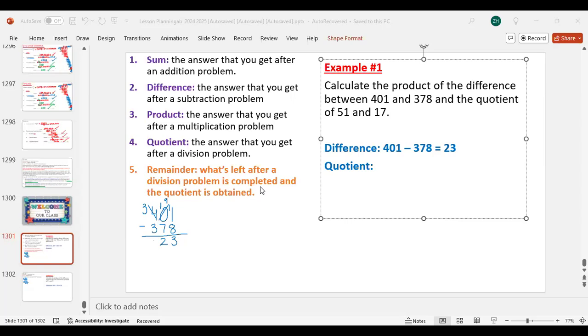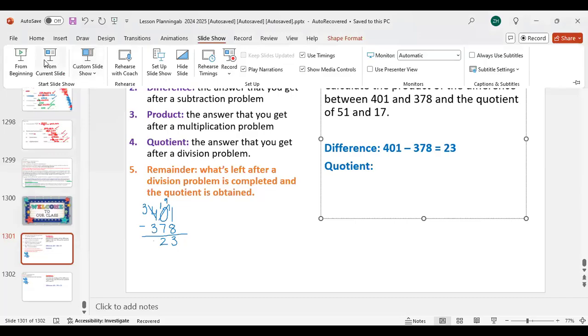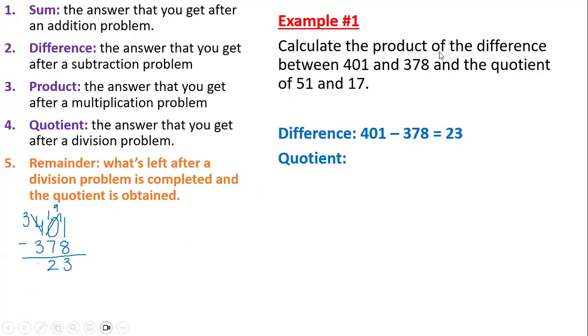Not really. Do you know what I mean by difference? Yes, sir. So the difference, they said in the question, calculate the product of the difference between 401 and 378. That's why we subtract those two. That makes sense? Yes, sir. And we get 23, right?